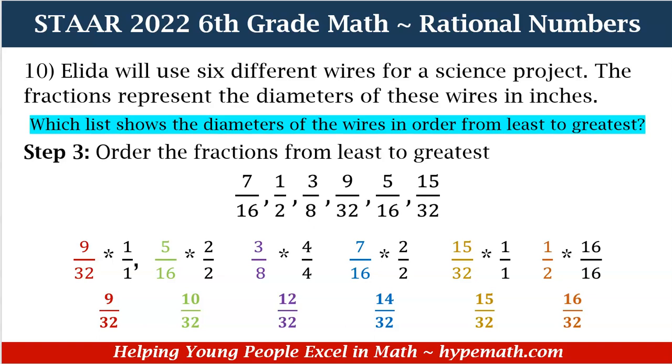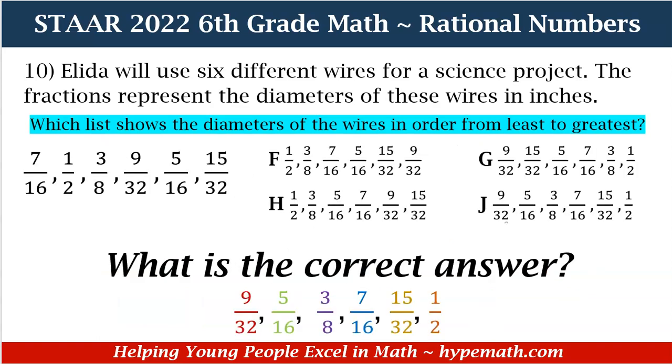Okay, so now that we know, looking at the bottom, everything is ordered going across, we're going to look at the top row, and we know from least to greatest that our fractions are 9 over 32, 5 over 16, 3 over 8, 7 over 16, 15 over 32, and 1/2.